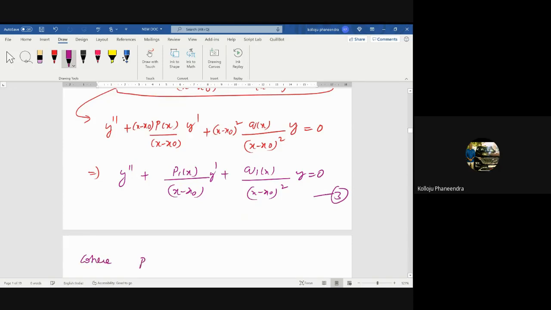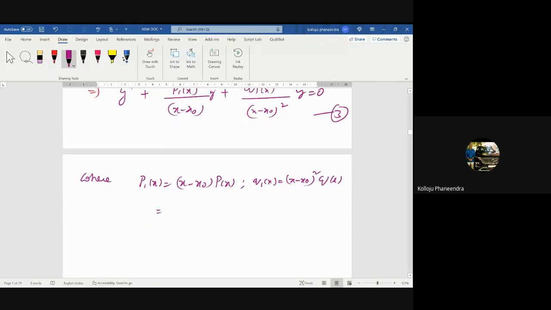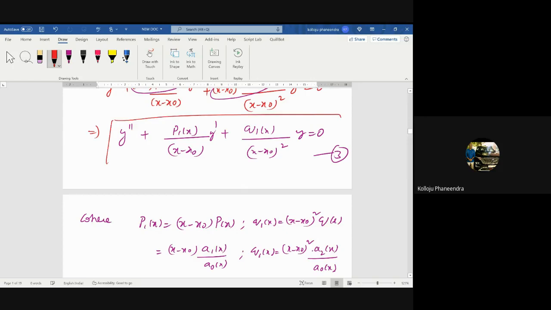Where what is P1x now? This is P1x and this is Q1x. P1x is x minus x0 into P of x, and Q1x is x minus x0 whole square into Q of x. P of x is actually a1x by a0x, and Q of x is a2x by a0x. So you remember this equation.